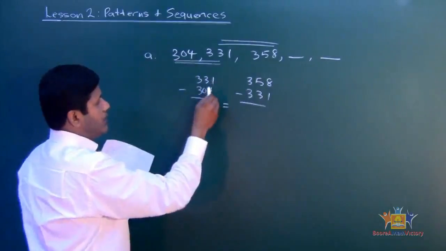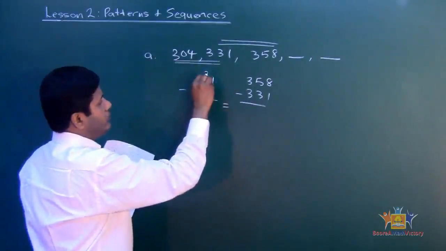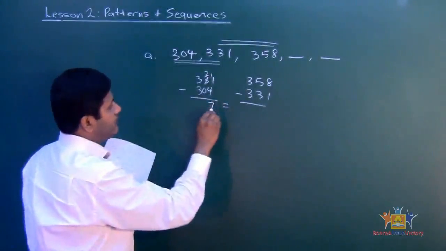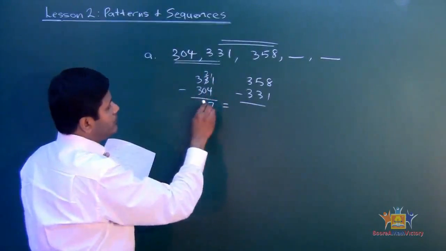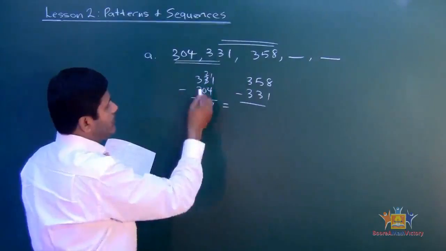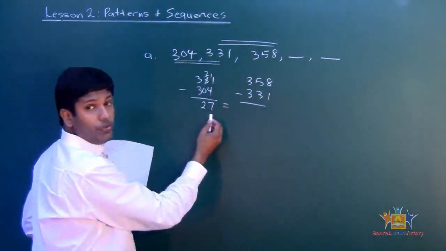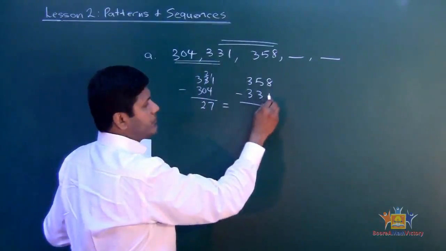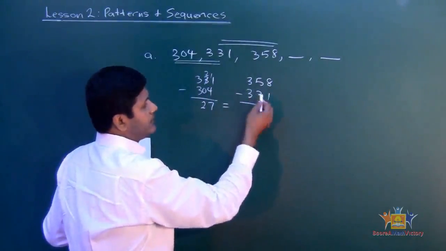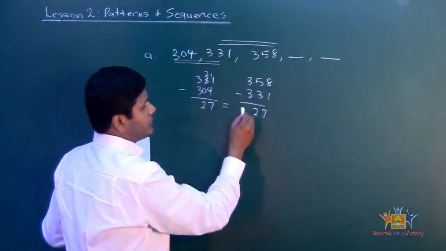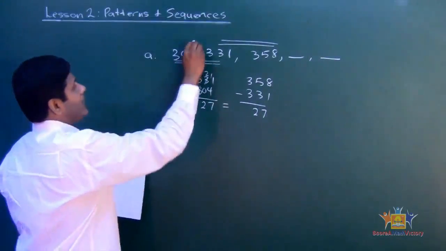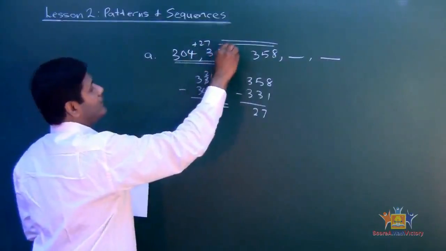1 minus 4, I can't. Borrow from 3. 3 becomes 2. 1 becomes 11. 11 minus 4 is 7. And then 2 minus 0 is 2. And then 3 minus 3 is 0. So it comes to 27. Let's see if this one also turns out to be 27. 8 minus 1, 7. 5 minus 3 is 2. 3 minus 3 is 0. Aha! It is 27. That means we are adding 27.